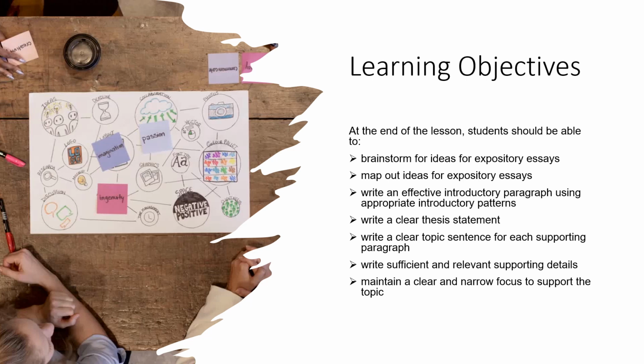At the end of the lesson, students should be able to brainstorm ideas for expository essays. Next, they should be able to map out ideas for expository essays. Then they should be able to write an effective introductory paragraph using appropriate introductory patterns. Next, they should be able to write a clear thesis statement, and then write a clear topic sentence for each supporting paragraph. Then they should be able to write sufficient and relevant supporting details, and lastly they should be able to maintain a clear and narrow focus to support the topic.